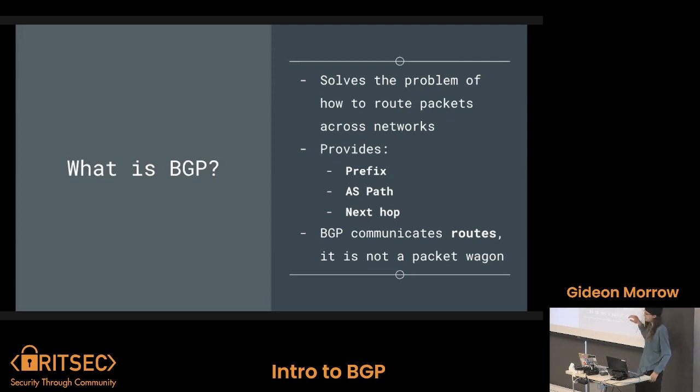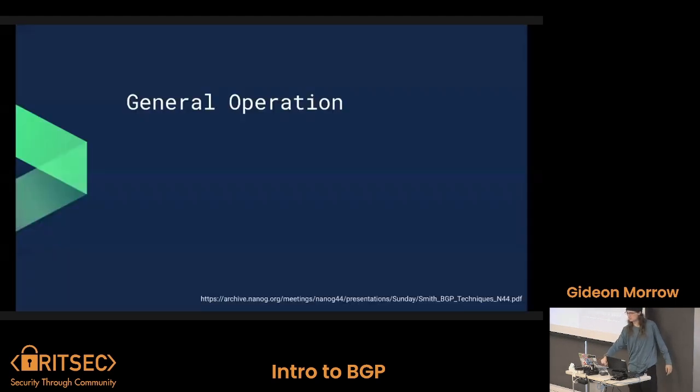Also, with BGP, it communicates routes, but it's not a packet wagon. It does not actually do the forwarding of packets itself. It just says where they should go. And one kind of interesting thing to think about is that the routing plane, where BGP says things should go, and the forwarding plane, where packets actually go, aren't always the same, which is a nightmare sometimes because it's hard to troubleshoot.